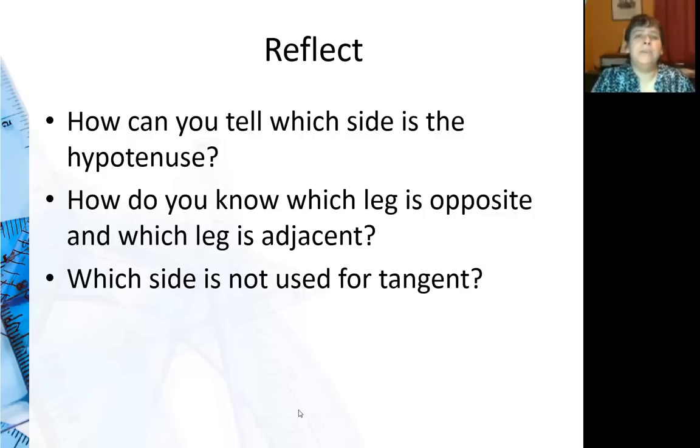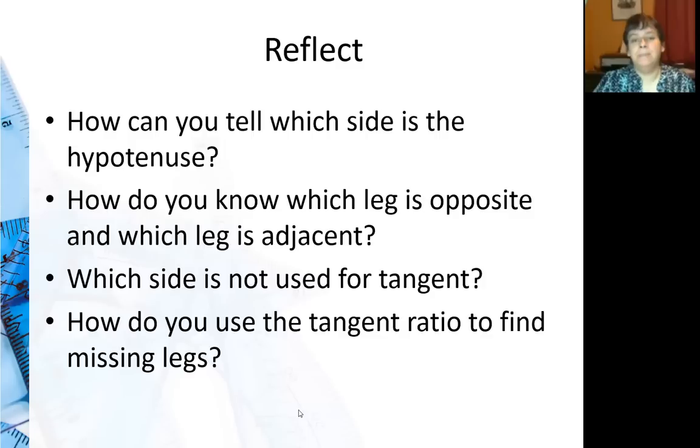Which side is not used for tangent? We didn't use the hypotenuse at all. We'll be using that for sine and cosine in our next lesson. And how to use a tangent ratio to find missing legs: you set up tangent of the angle equals opposite leg over adjacent leg. You set that up as your equation, put your little 1 underneath, cross multiply, and you're all set.